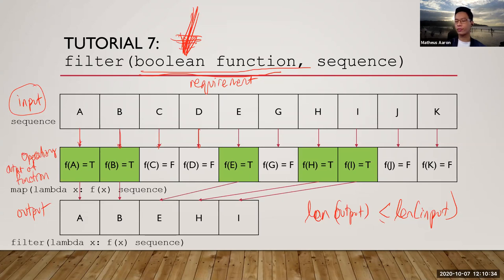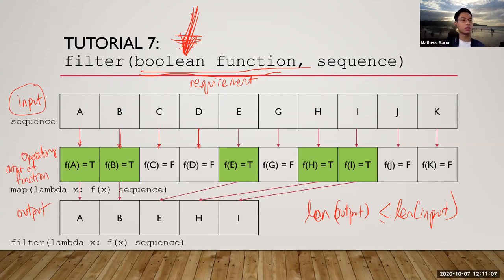And after we evaluate the truth value, we know that each item is true or false depending on whether they fulfill the requirements or not. And lastly, we will only take the parts that fulfill the actual requirements. Okay. So in this case, this is just some random thing where under the function F, A, B, E, H, and I are true. Hence the output will only be A, B, H, and I.